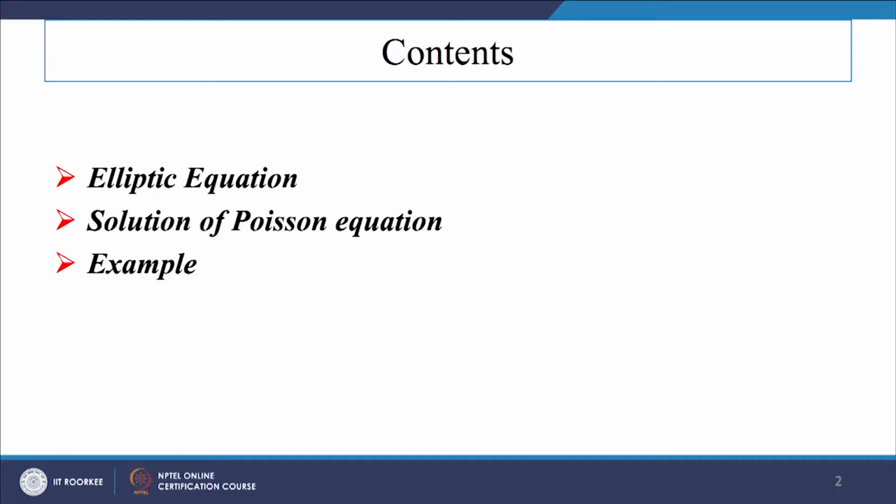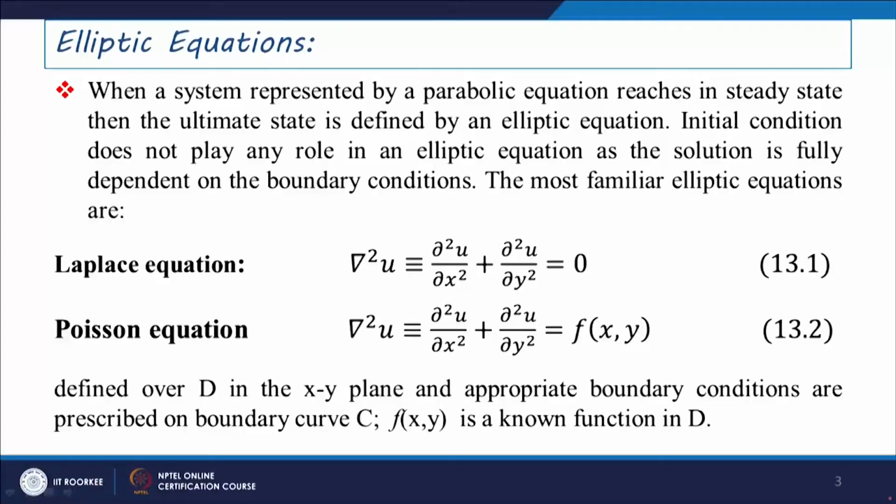In the last lecture, we discussed two-dimensional parabolic equations, and in the present lecture, we will start with elliptic equations. In the elliptic equation, we can find two generalized equations. The first equation is called the Laplace equation, and the second equation is called the Poisson equation. So, let us go to this Laplace equation here.